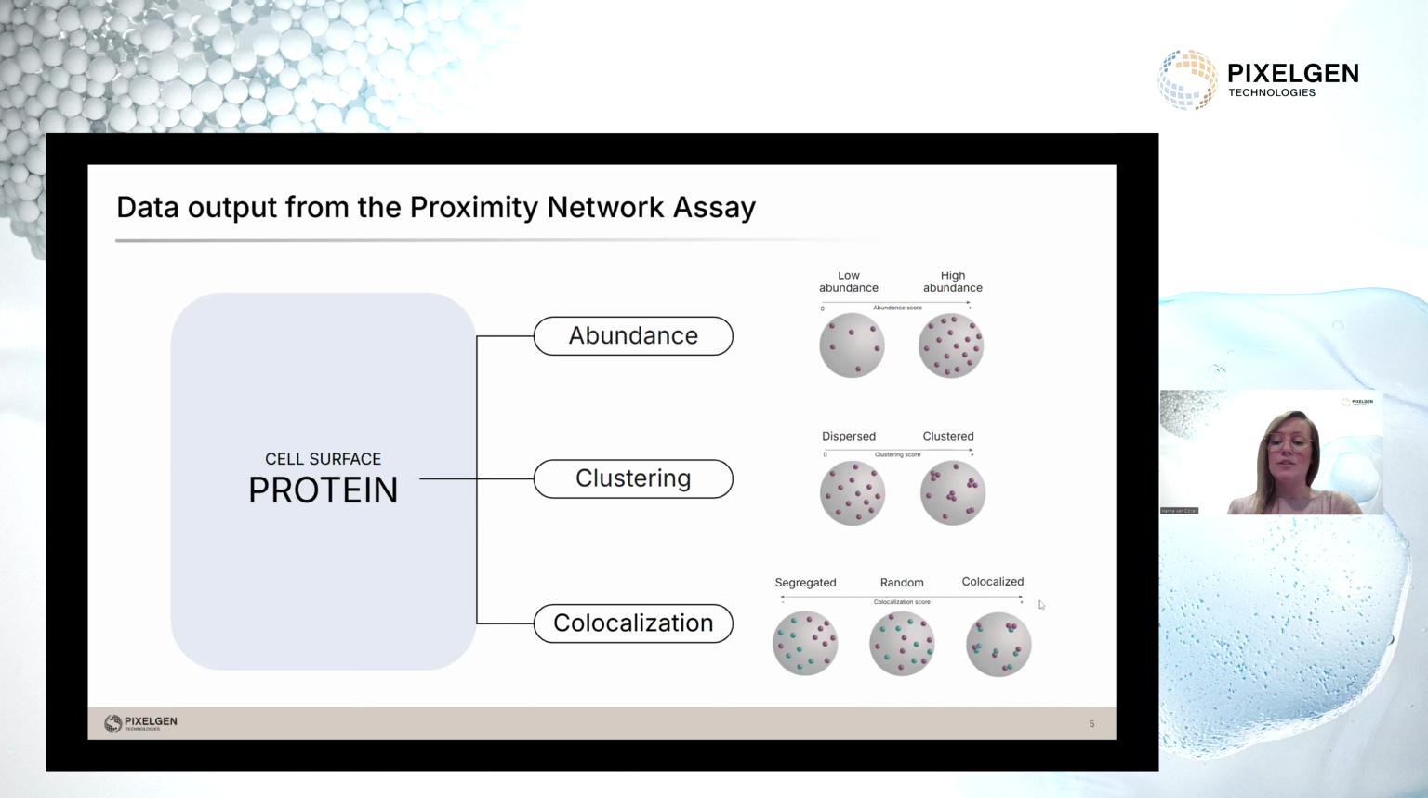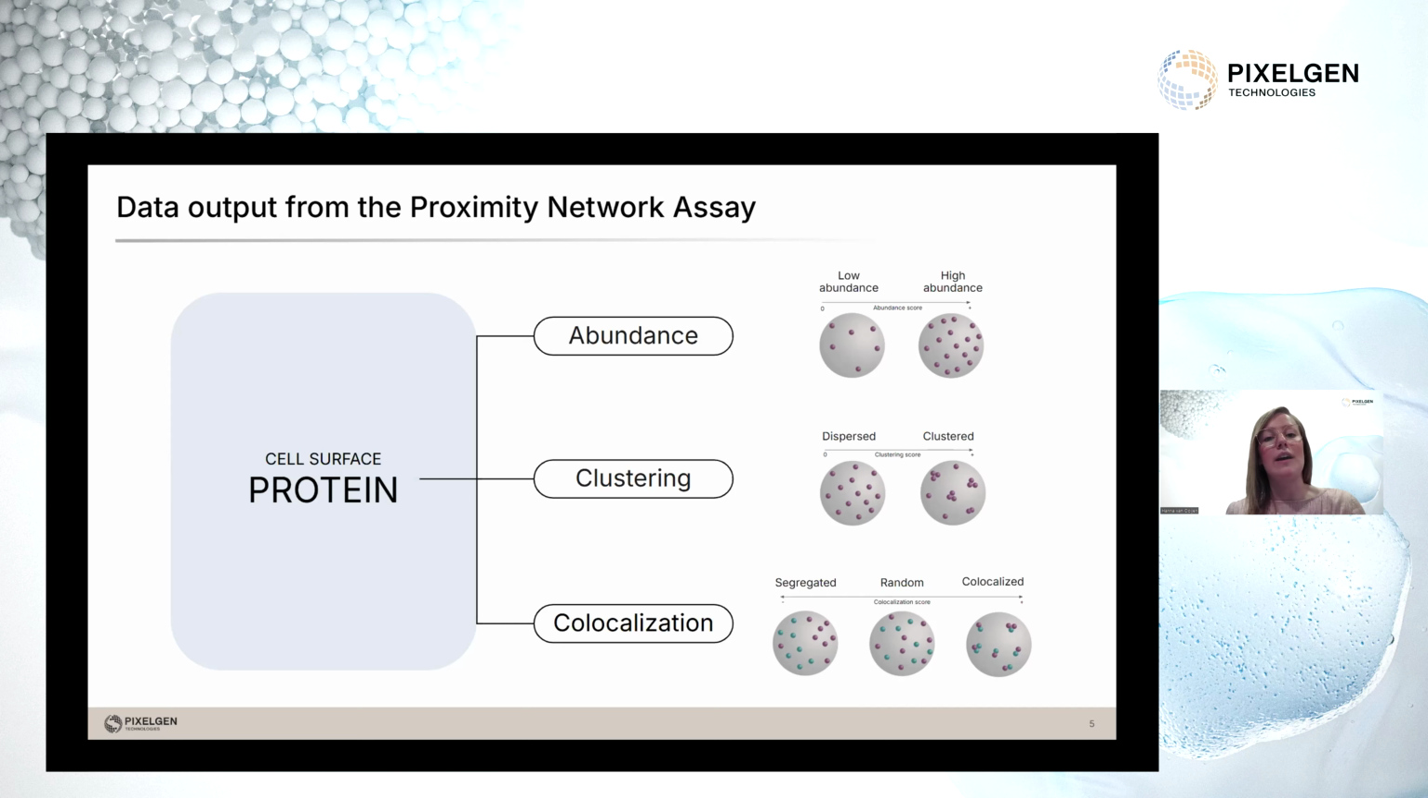On the other hand, if these two proteins are actually co-localizing more than you expect by random chance, you will get a positive score. And if these proteins are segregating from each other, so really not co-localizing together, you will have a negative score. And this kind of assessment is done pairwise for all of the 155 markers in the panel. So you will be able to, of course, look at single protein complexes, just constituting of two different proteins.